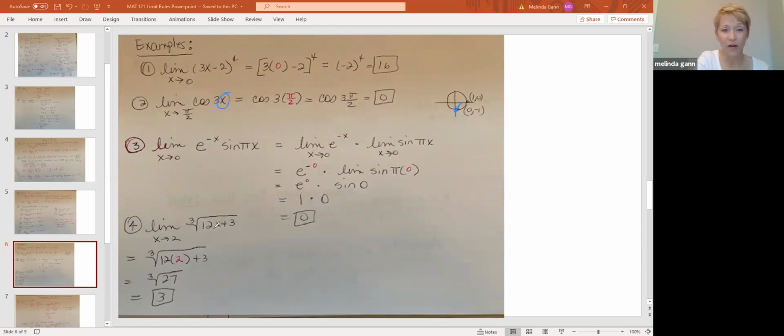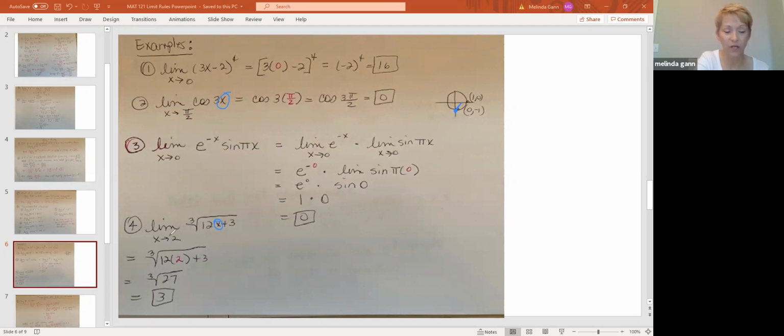Okay. Look right here on this limit where you've got a root. Again, I can take that x out and just stick a 2 in there as long as I get an answer. All right. So when I plug a 2 in there, 12 times 2 would be 24, plus 3 would be 27. And the cube root of 27 is 3.